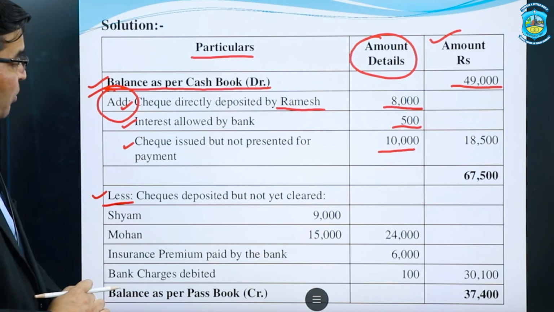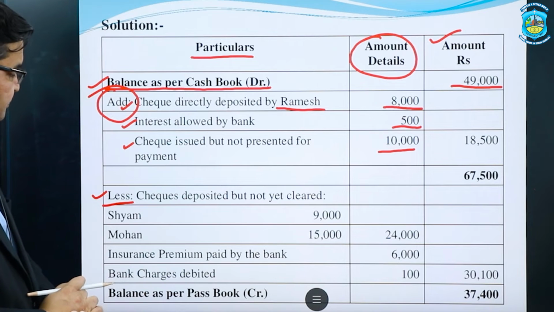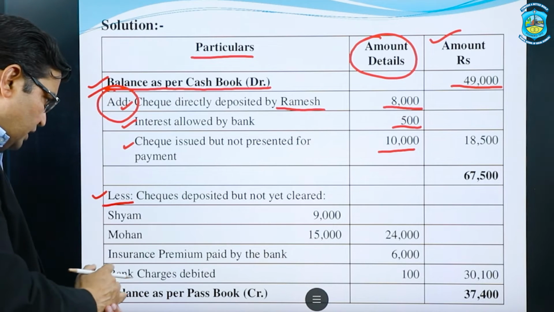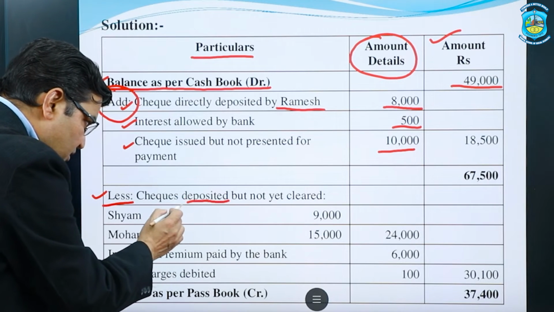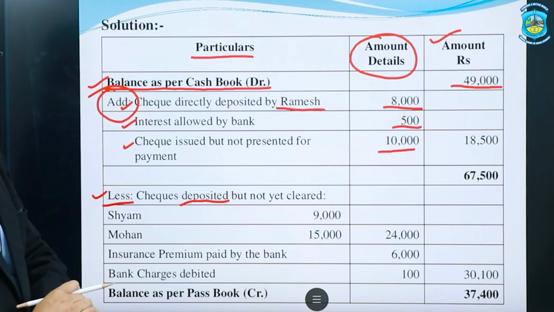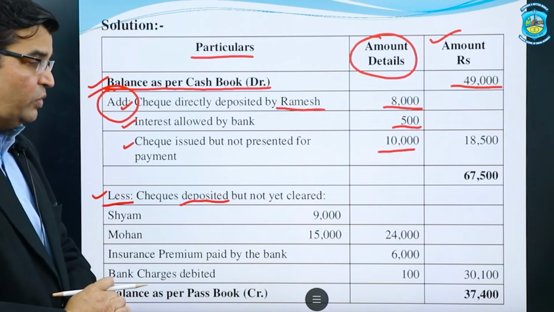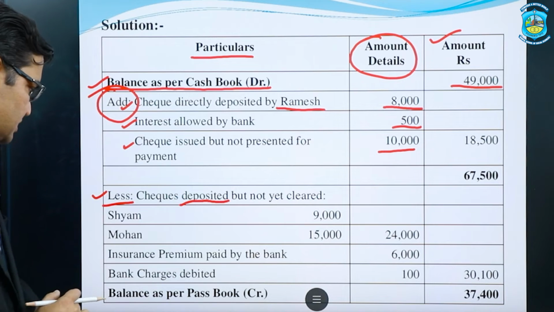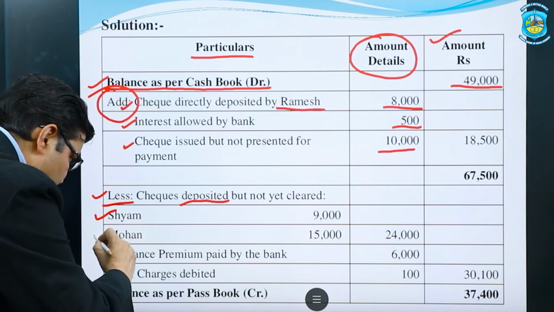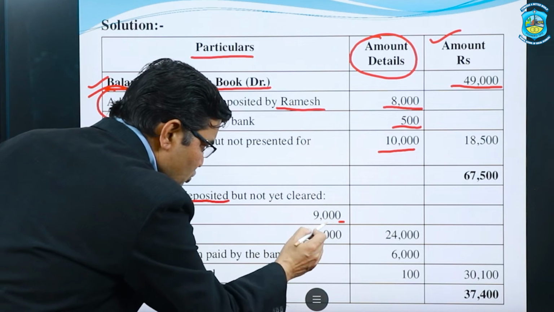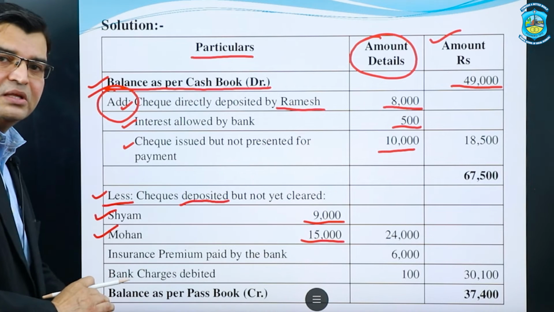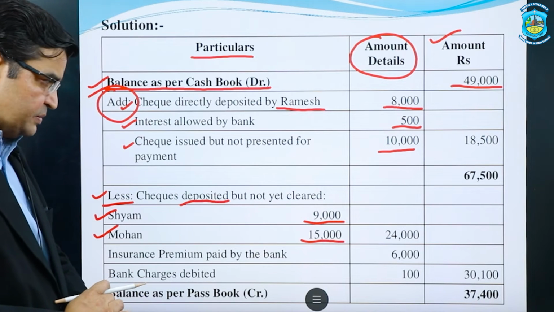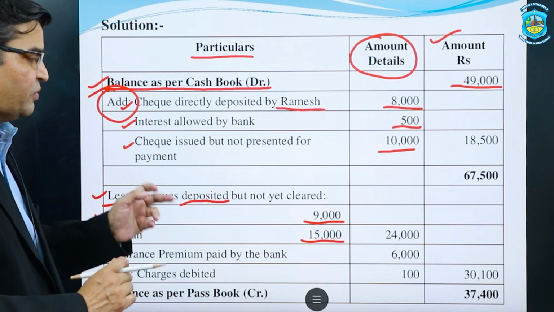First, checks deposited but not yet cleared. So actually we have deposited these checks. Why we are depositing these checks? Because we must have received these checks from our debtors. So these two persons, namely Mr. Shyam and Mr. Mohan, we have received these two checks of rupees 9,000 and 15,000 respectively from Mr. Shyam and from Mr. Mohan.